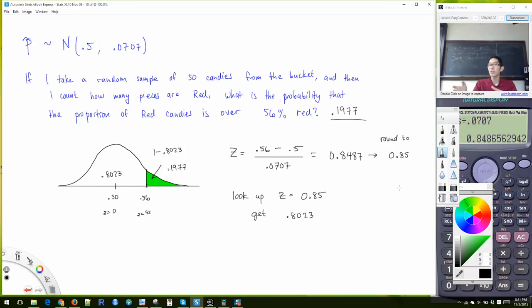On the other hand, if I said, what's the probability that I get over 52% red? What do you think that answer is going to be? It's going to be more than 19%. So I guess I'll write that interpretation down.